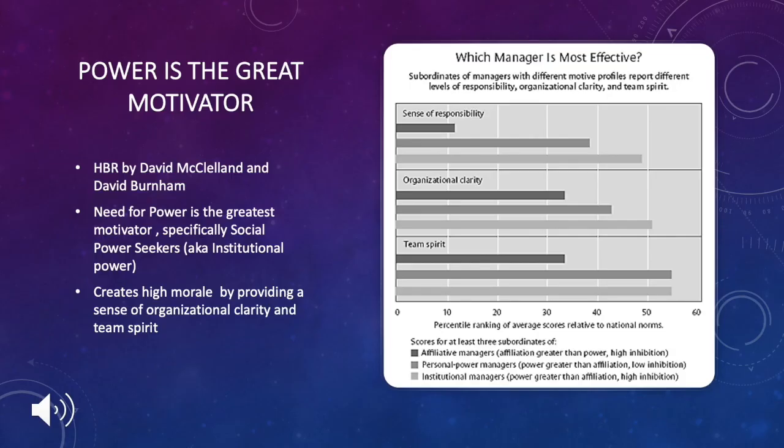In another Harvard Business Review, David McClelland and David Burnham explain how power is the greatest and the most effective motivator out of the 3 needs. They emphasize how a person's need for power, specifically when they're a social power seeker, is the most important motivator for a successful manager. They also show findings that lead to conclusions on how these types of managers create high morale because they produce a great sense of organizational clarity and team spirit.